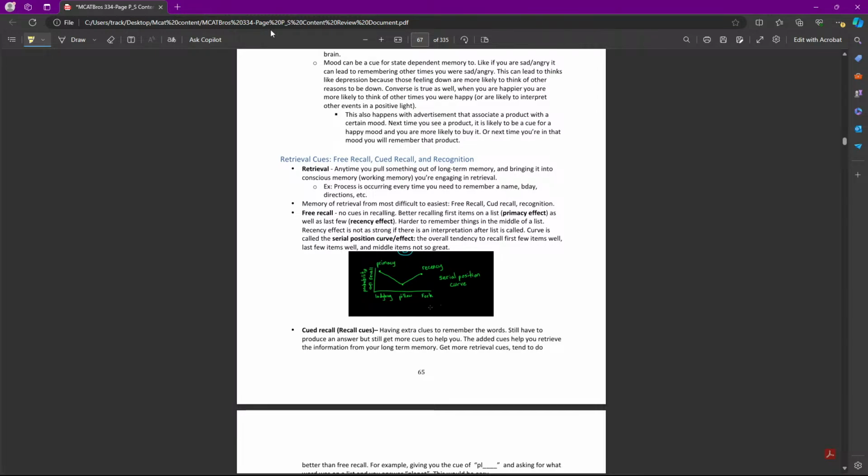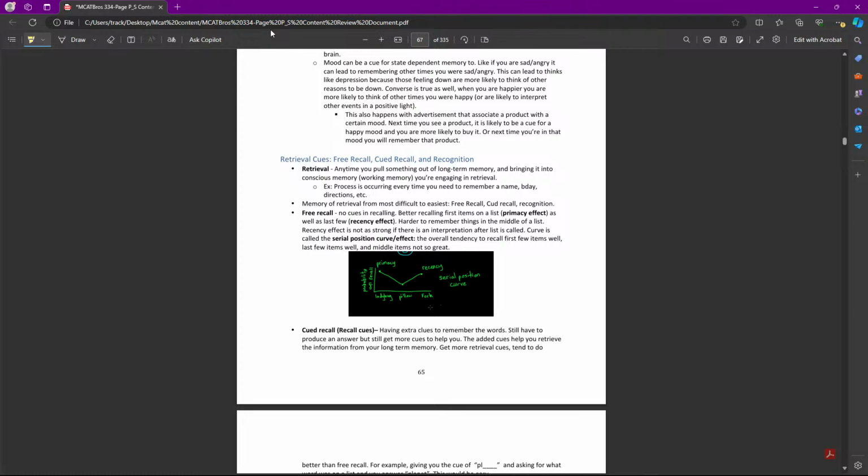So, memory retrieval goes from the most difficult to the easiest: free recall, cued recall, recognition. Free recall is recalling with no cues, and that seems pretty hard because you won't remember specific details. And this is the primacy effect: you'll remember the first few on a list, and then the recency effect is the last few. It's hard to remember things in the middle of the list. The recency effect is not as strong if there's interruption after a list is called.